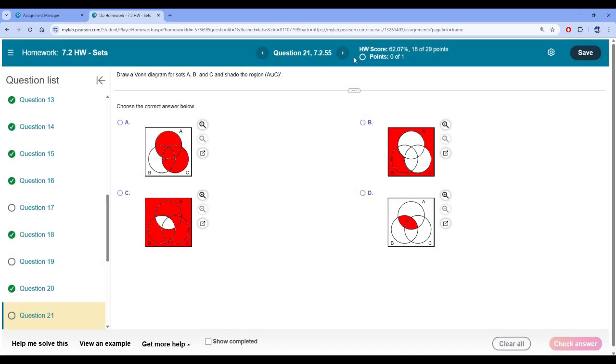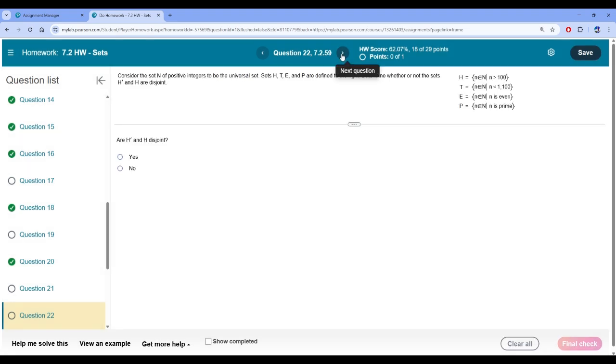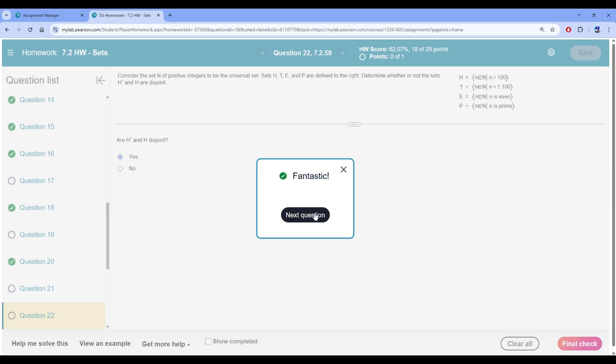All right, pretty much the same thing. Consider the positive value sets defined to the right, determine whether the sets are disjoint. All right, so let's see, H and H prime. So H and the complement, are they disjoint? If n is greater than 100, then the other one should be less than or equal to. I'm going to say yes, they're disjoint. They don't share anything in common.